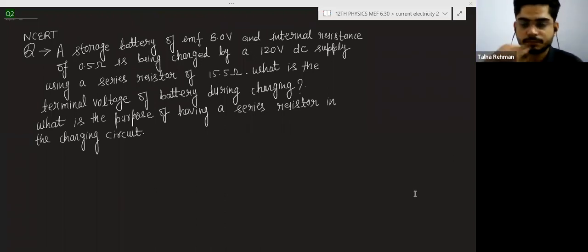They are saying a storage battery of EMF 8 volt and internal resistance of 0.5 ohm is being charged by a 120 volt DC supply using a series resistor of 15.5 ohm. What is the terminal voltage of the battery during charging? And after that, what is the purpose of having a series resistor in the charging circuit?